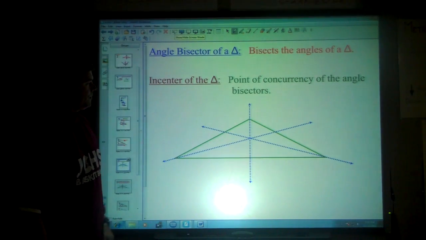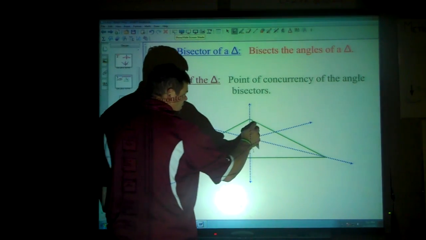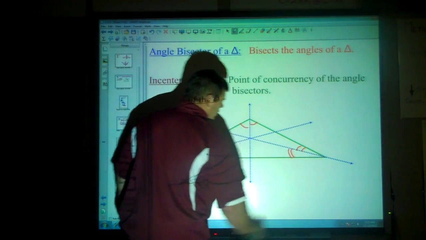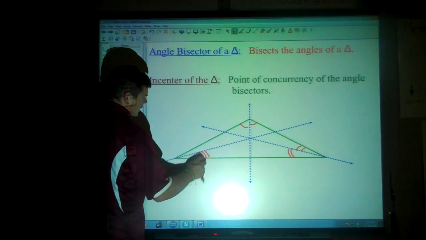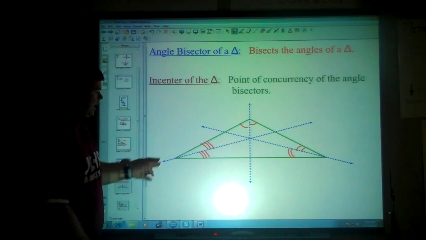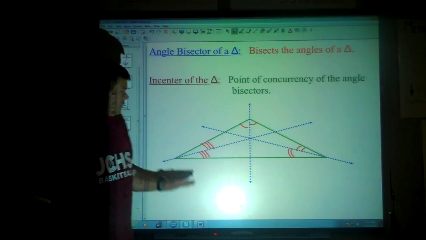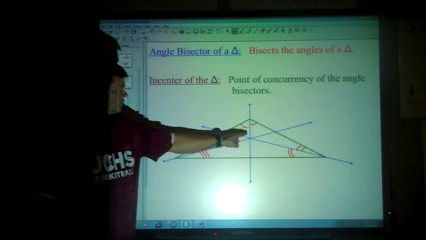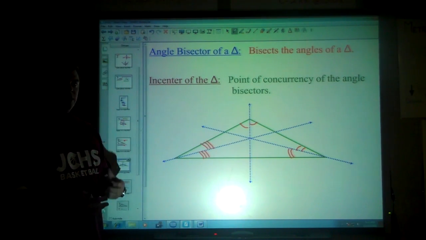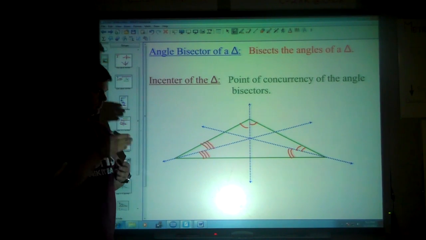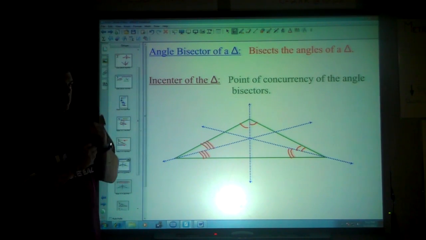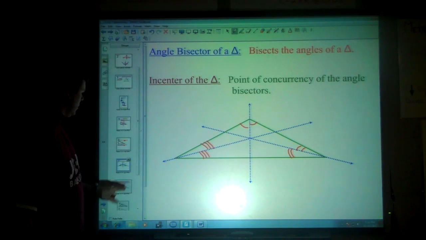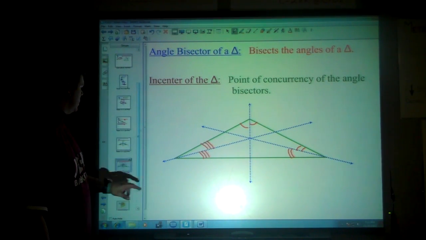So here's an example. This angle is the same as that angle. This angle is the same as this angle. And this angle is the same as that angle, because the angles have been cut in half. That's why they're called angle bisectors. This is called the incenter. Very difficult to remember. Incenters are the angle bisectors. Circumcenter is the perpendicular bisector of all the sides.